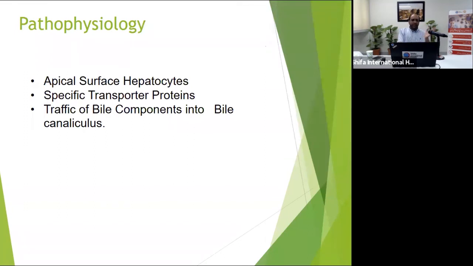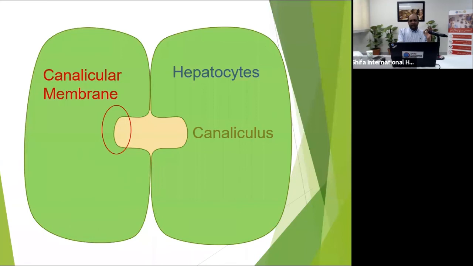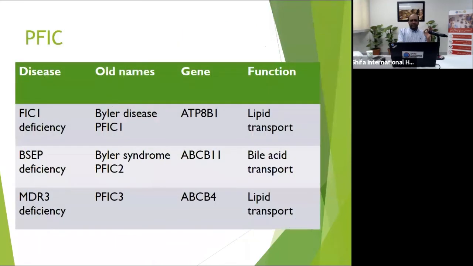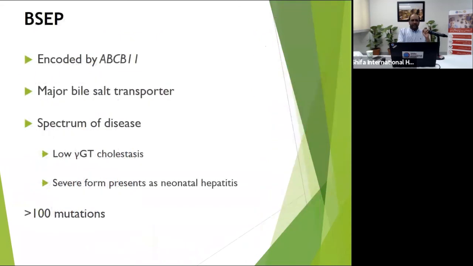In Pakistan, I have recently seen another case of PFIC type 2. These children have some canalicular transport defects. Type 1 is basically a lipid transport defect, BSEP is a bile acid transport defect, and MDR, multi-drug resistance, is a lipid transport defect. So type 1, along with the liver, has involvement of the gut, and also pancreatitis and deafness. And type 2 is also associated with cholestasis.